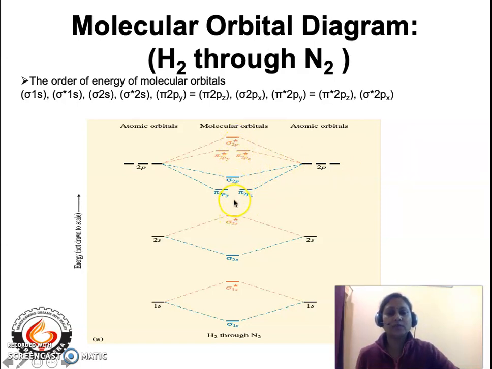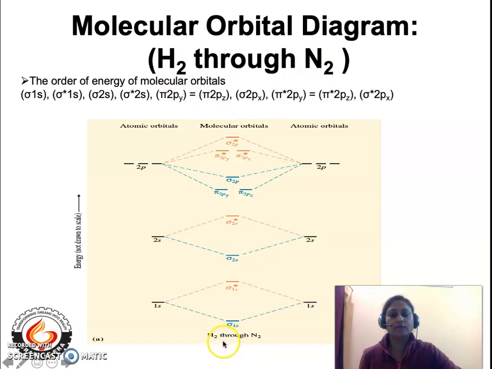But when we are arranging the molecular orbitals, we find that the pi 2py and the pi 2pz molecular orbitals are degenerate, that means they have the same energy levels, and both are at a lower energy level as compared to the sigma 2px molecular orbital. Now the pi star 2py and the pi star 2pz, again they are degenerate molecular orbitals, and both have a lower energy level as compared to the sigma star 2px molecular orbital. This pattern of arranging the molecular orbitals has to be the same for any molecule from hydrogen through nitrogen.